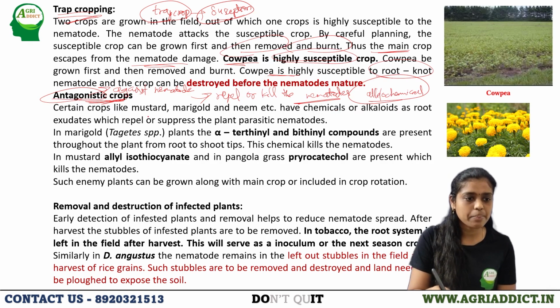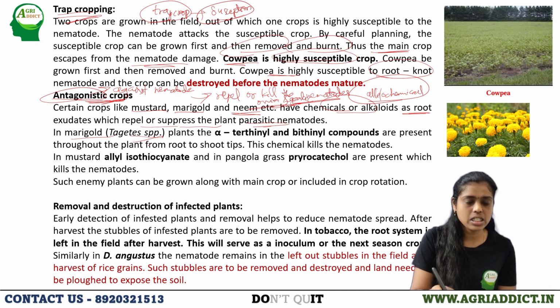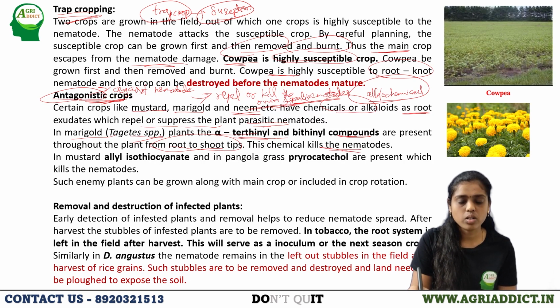So let us see what the examples are: mustard, marigold and neem, and even onion and garlic. These are some of the antagonistic crops which can be grown for nematode management. These chemicals or alkaloids are mainly present in the root exudates, which will repel or suppress the plant parasitic nematodes. Marigold, that is Tagetes species, mainly contains alpha-terthienyl or bithienyl compounds which are present throughout the plant, from the root to the shoot tips. The entire plant consists of this compound, which will mainly kill the nematodes.